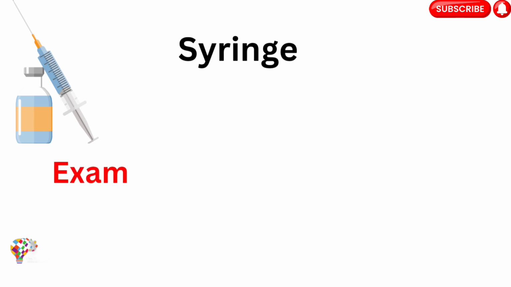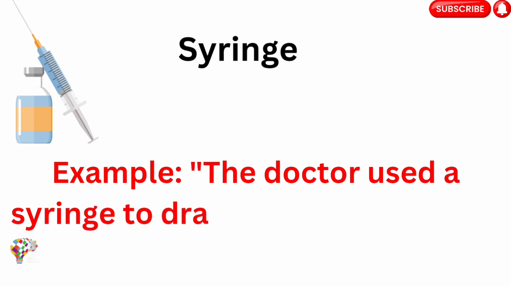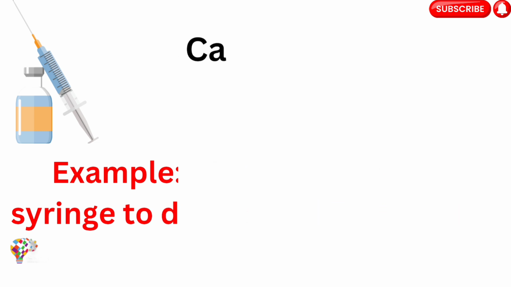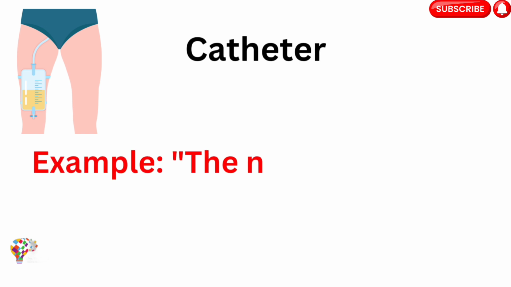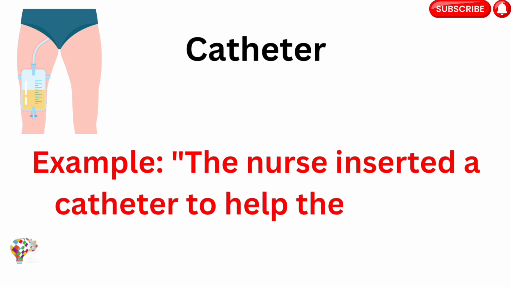Syringe. Example: the doctor used a syringe to draw blood for testing. Catheter. Example: the nurse inserted a catheter to help the patient urinate.